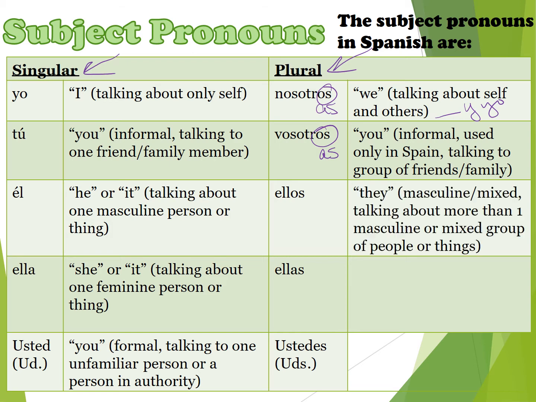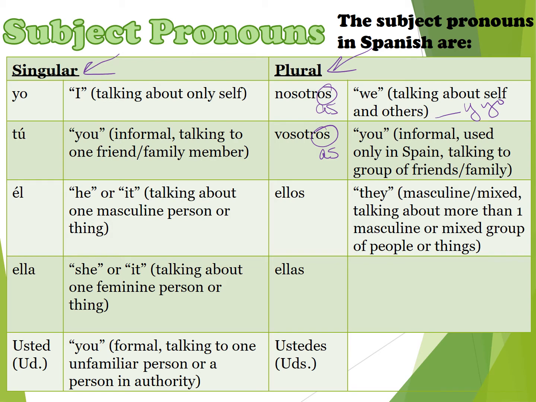Then we have the ellos form. The ellos form is they, meaning I am talking about more than one person or more than one thing. And that means that they are all masculine or they are mixed masculine and feminine.